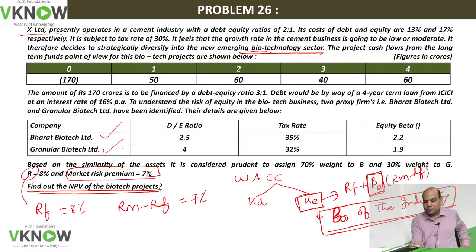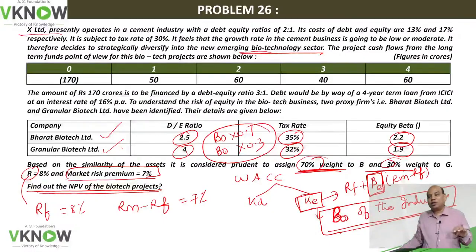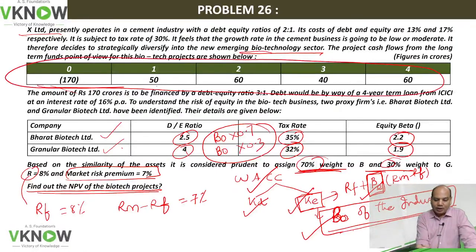There are two representative firms. Using their equity beta, tax rate, debt equity ratio, I will find out overall beta based on these two firms. After getting that, we'll multiply by the weights given in the problem. So that will give me overall beta of the industry. Using overall beta of the industry, we will find equity beta. After finding equity beta, cost of equity, cost of debt, WACC, and the WACC will be applied to find out the NPV of biotech business which this company is starting.